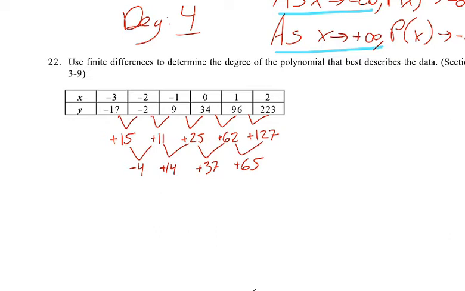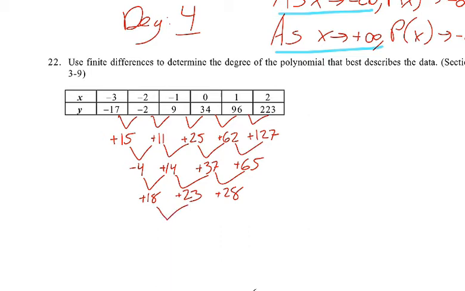So if those were constant, it would be second degree or quadratic. But they're not. So we keep going. To go from negative 4 to positive 14, that's plus 18. From 14 to 37, that's plus 23. From 37 to 65, that's plus 28. The third row would be cubic, but since they're not constant, it's not cubic. So we go one more.